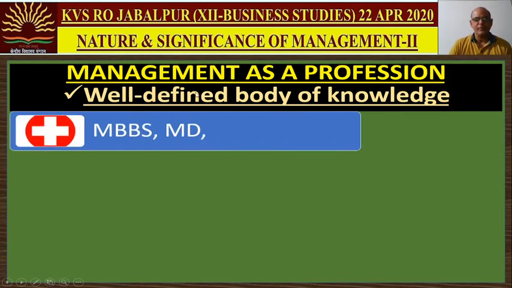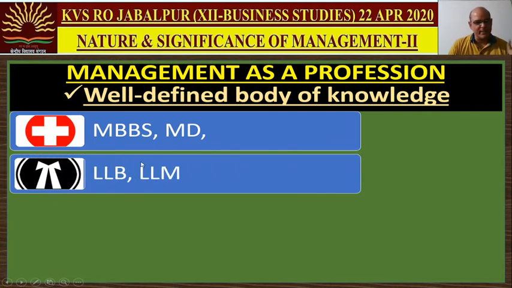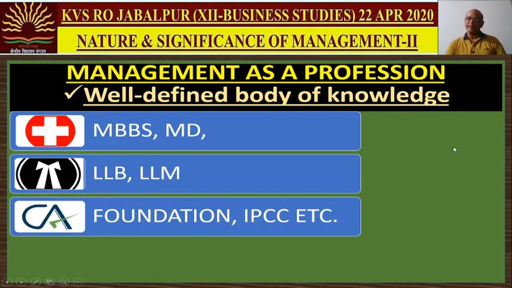So very first feature, well-defined body of knowledge. For example, a medical practitioner, a doctor, must have some theoretical knowledge, some well-defined body of knowledge, some separate set of skills which he has acquired through doing courses like MBBS or MD. In the same way, a legal practitioner or advocate is having separate kind of knowledge, separate set of skills which he has acquired by doing courses like LLB or LLM. A CA is having separate set of skills which he has acquired by doing courses of foundation, IPCC, finals, etc.